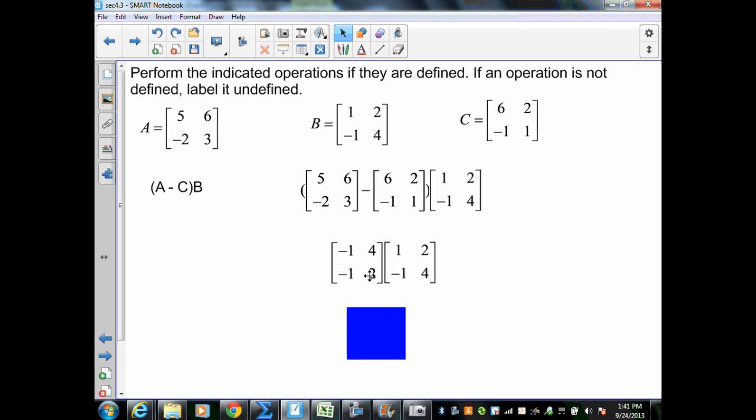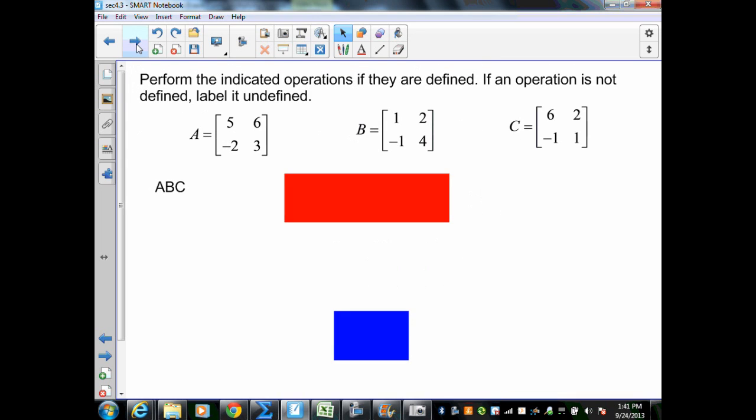Now I want to check for the dimensions again. 2 columns, 2 rows. I can perform that operation. And when I take the first row down the first column, negative 1, negative 4, I'm going to get a negative 5. First row, second column, negative 1 and times 2 is going to be a negative 2 plus 16, which is 14. Second row, first column, negative 1, negative 2, I get negative 3. Second row, second column, I get a negative 2 and 8, which is a positive 6.